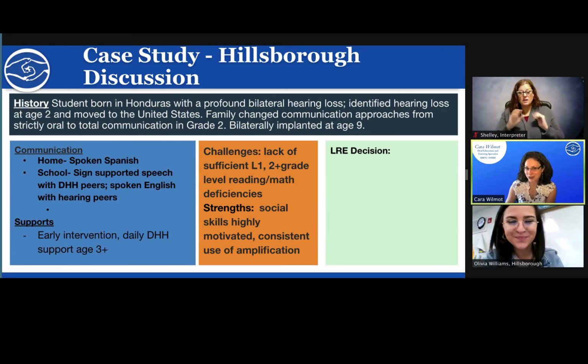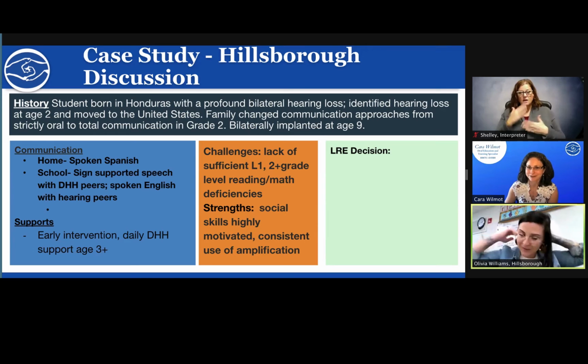So Olivia is a teacher of the deaf at an elementary cluster site for students who are deaf and hard of hearing in Hillsborough County. She's also a sign language interpreter for Purple Communication, and she teaches sign language at the University of Tampa. So thank you so much for coming and sharing your knowledge with the team. I really appreciate it. Of course, absolutely.